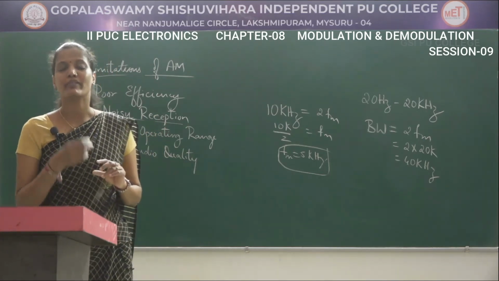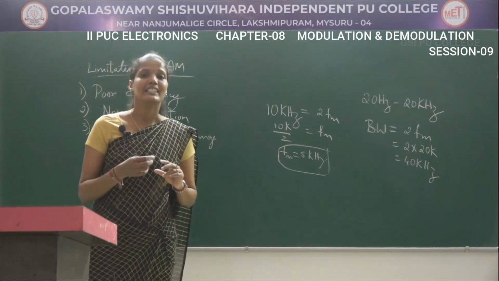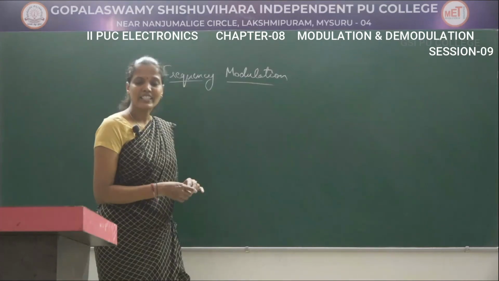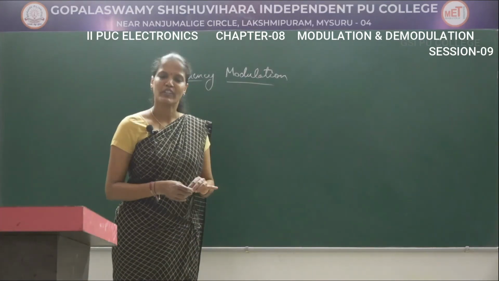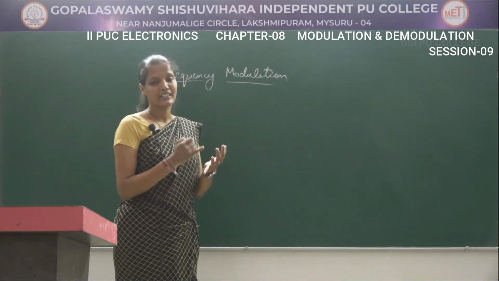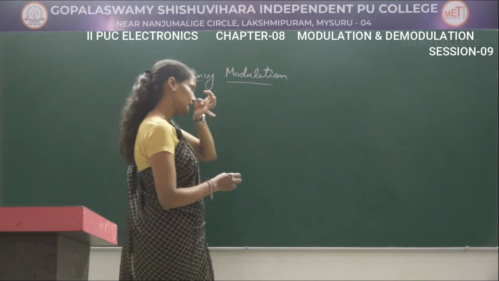Now let me tell you in brief about frequency modulation. Later, let us discuss the comparison between AM and FM. So what is this frequency modulation? Even for frequency modulation we need two separate signals. One is called the carrier signal, the other is called the modulating signal.